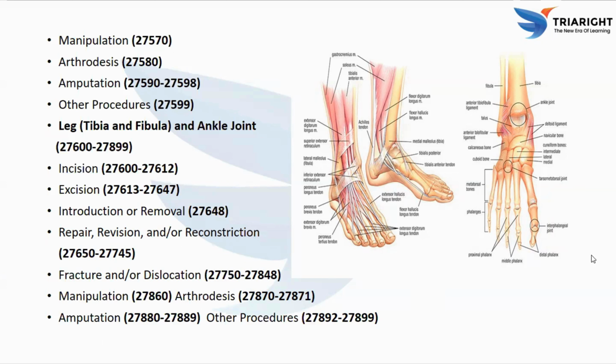So here at the right side, you can see the muscles and bones of the leg, tibia and fibula. So here you can see the muscles which are present on the foot. So you can see inferior extensor retinaculum, peroneus brevis tendon, extensor digitorum brevis muscles, flexor hallucis longus tendon muscles. So these are all the muscles present on the foot bone.